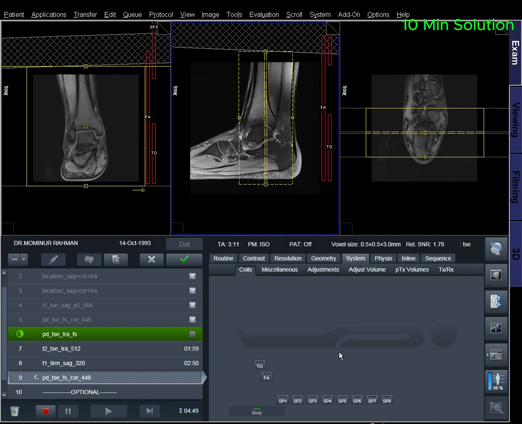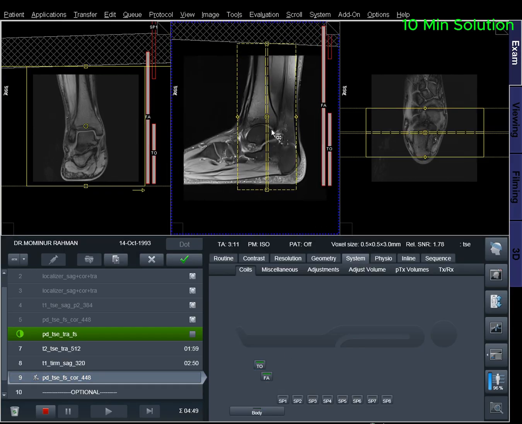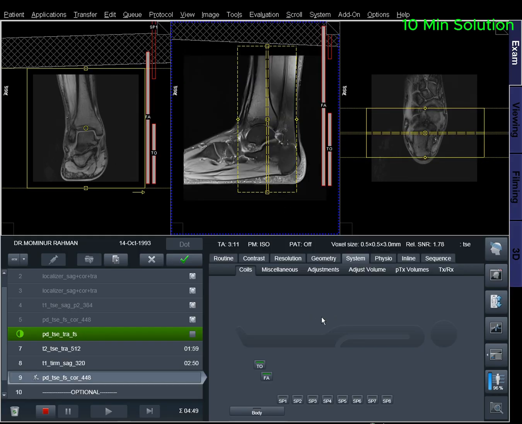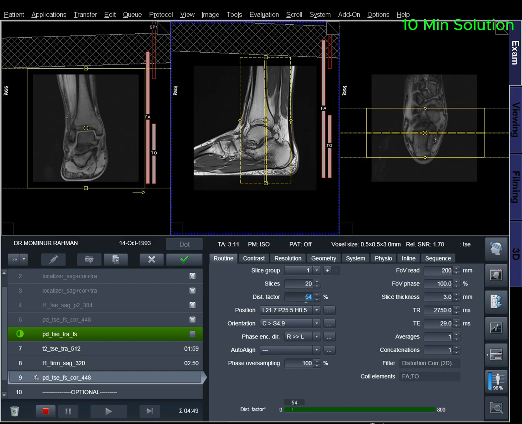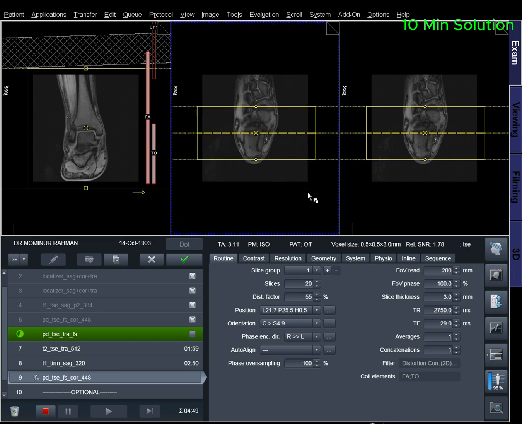Indications for ankle MRI scan. Marrow abnormalities, for example, bone contusions, osteonecrosis, marrow edema syndromes, and stress fractures. Synovial-based disorders, for example, synovitis, tenosynovitis, bursitis, and ganglion cysts.